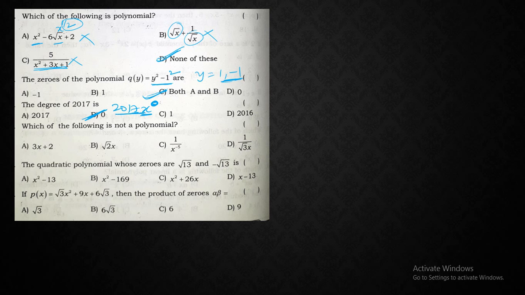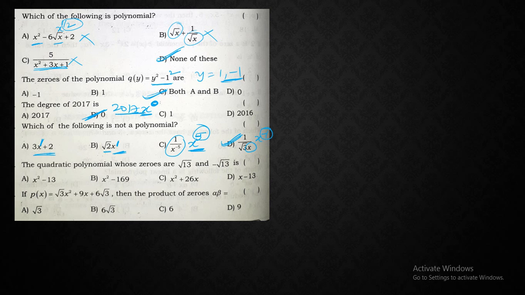Next, which of the following is not a polynomial? So here power is 1, so this is a linear polynomial. Here also power 1, so this root is only for 2, right? So this is also a linear polynomial. Next, 1 by x power minus 5. If I bring it to the numerator, this becomes x power 5. So this is also having non-negative integral power. Next, if I bring this x to the numerator, this becomes x power minus 1, which is a negative integer. Hence, this is not a polynomial.